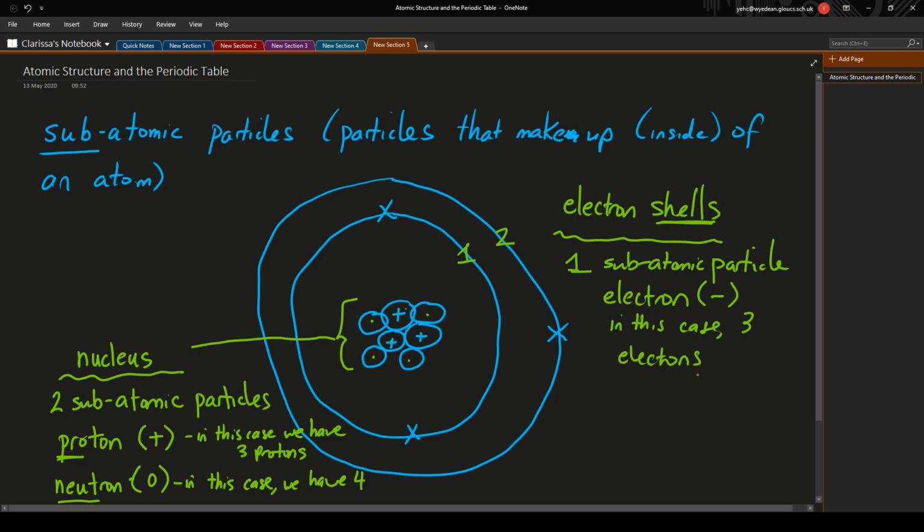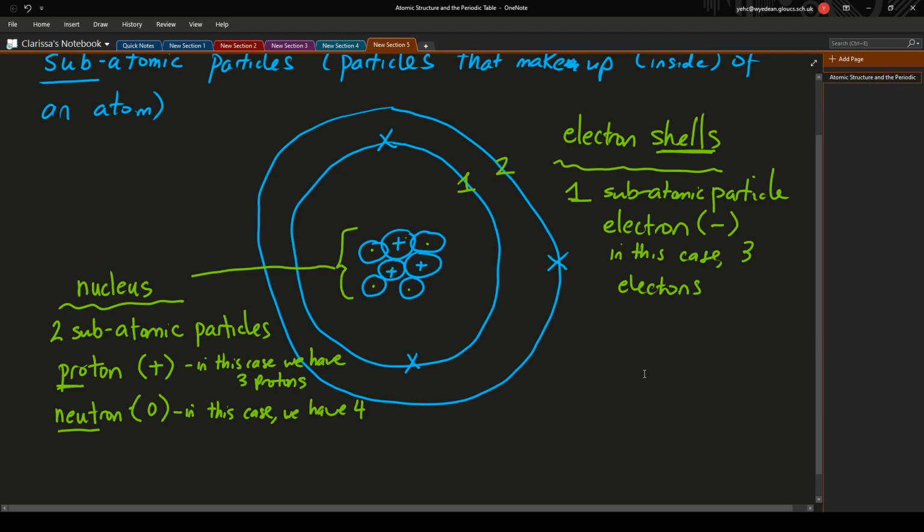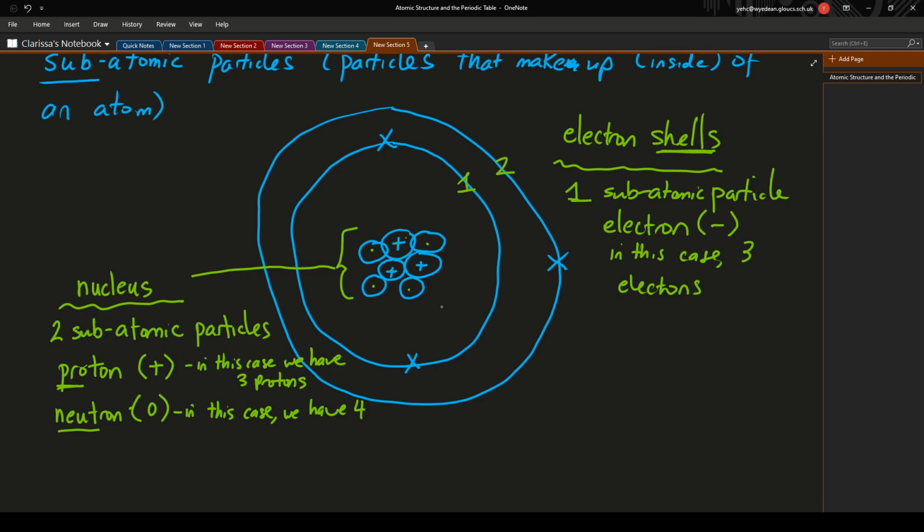The first thing I want you to notice is that the number of protons, we have 3 here, and the number of electrons is balanced. And this makes sense because the number of protons represents how many positive charges we have. So if we have 3 protons, we're going to have 3 positive charges.